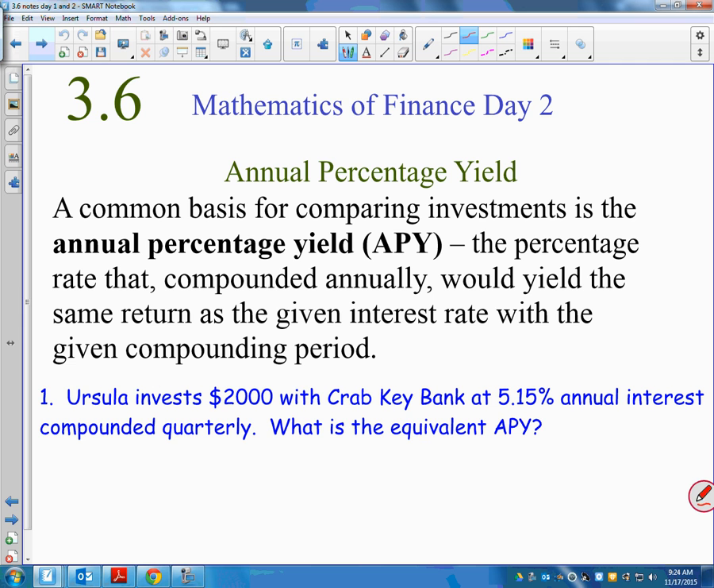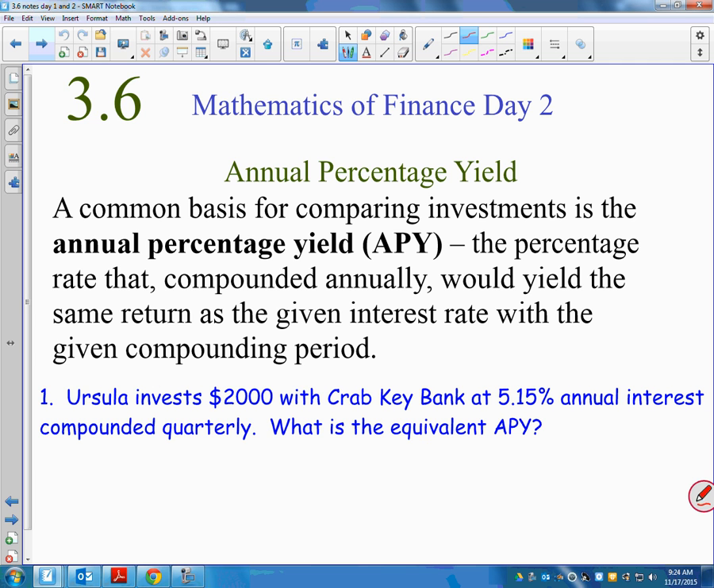So, APR is your annual percentage rate. APY stands for annual percentage yield. Basically, it's used to compare different APRs. Because what if you had a company offering you an investment at 5.25% compounded quarterly, and then there was another one at 5.75% compounded annually? How do you compare those? How do you know which one's a better deal? Which one's going to give you the better money? The APY is how you can bring those together and say which one is a better deal.